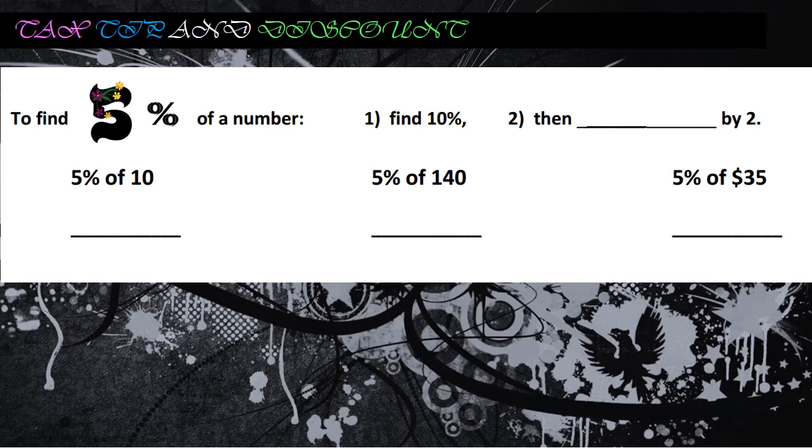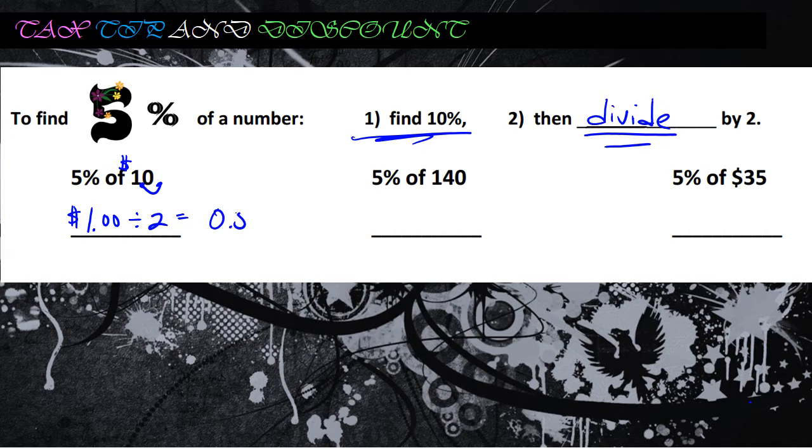So now let's find a 5% discount of a number. Our first step is we're going to find 10%, and then we're going to divide that number by 2 to cut it in half. So let's take 5% of $10. We move our decimal place over one spot. So our 10% discount is $1. Then we divide it by 2, which gives us a discount of 50 cents. Make sure you add the dollar sign in the front, and that hundredths place value at the end.